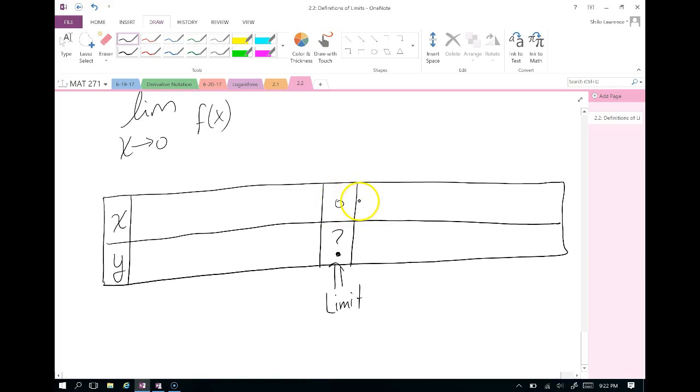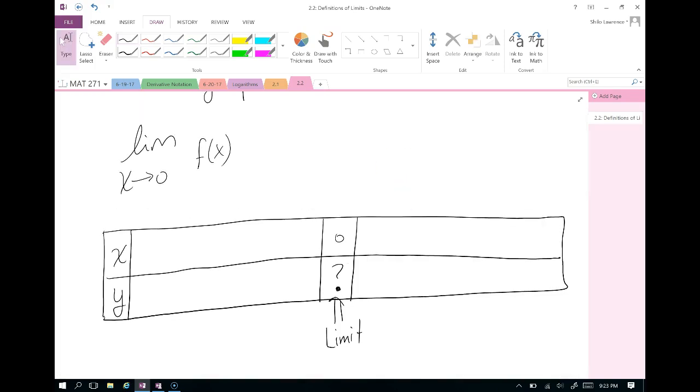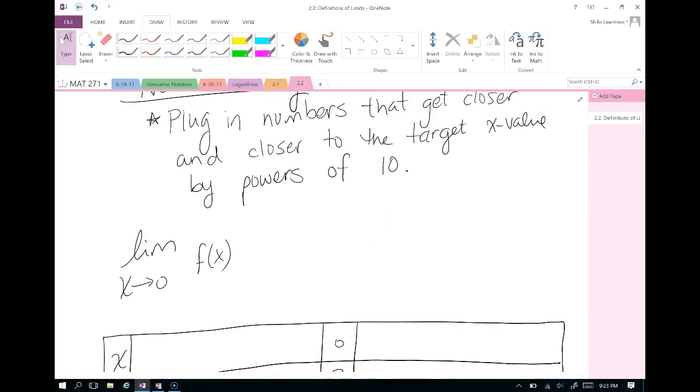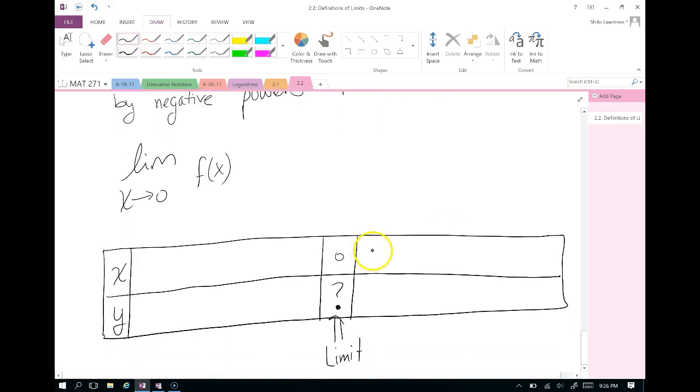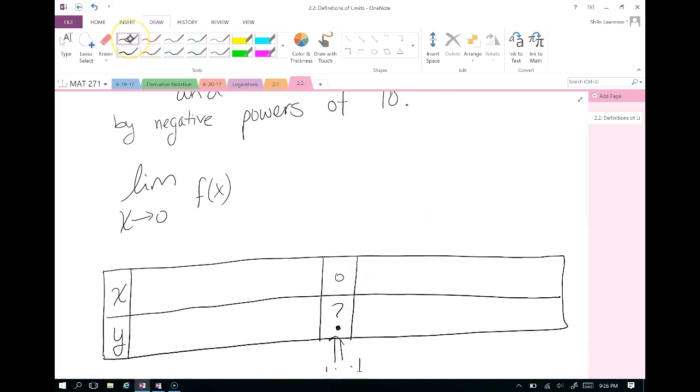So I'm going to move away by 1 power of 10. And I don't mean 10 and 100 and 1,000. We want to be really, really close to 0. So we're going to do negative powers of 10 because we need to stay really, really close to 0. Plugging in 10 and 100 and 1,000 and 10,000 is not going to give us any clue as to what's happening at 0. We need to stay really, really close to 0.